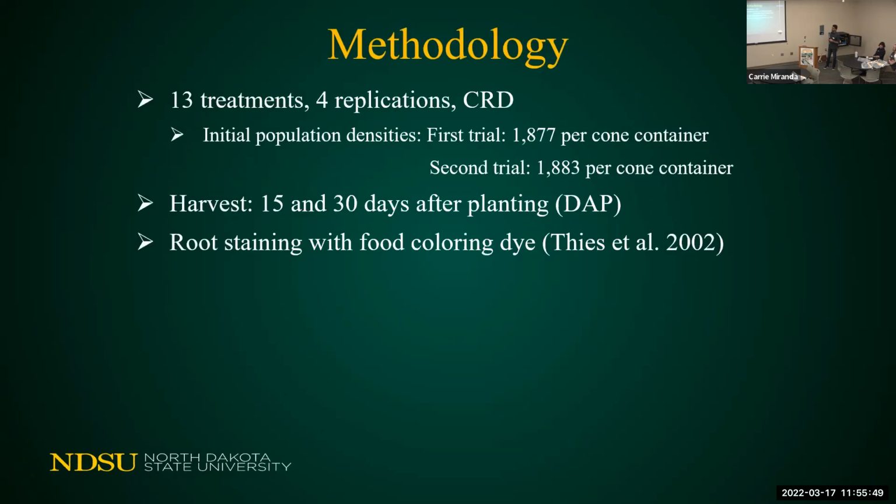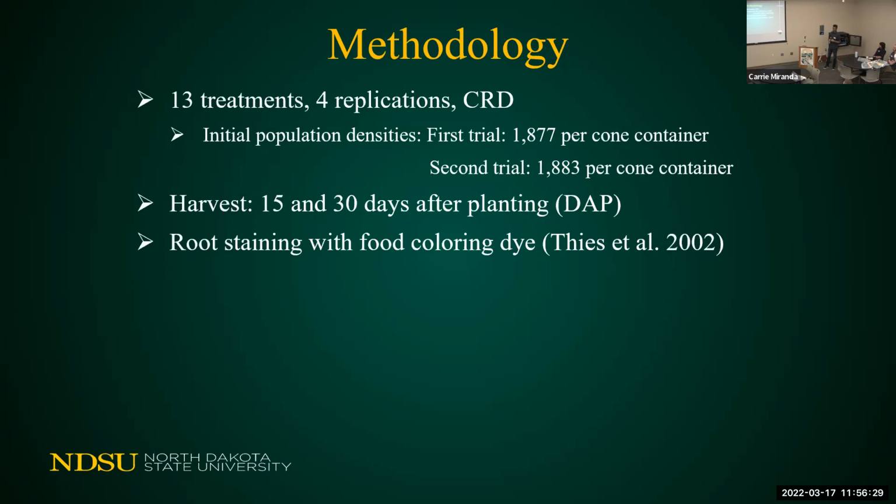First of all, we selected 10 cover crops along with 3 control treatments. The 3 controls were an SCN susceptible soybean cultivar, Barnes; unplanted infested soil, which is a fallow negative control; and corn, which is a common rotation crop in North Dakota. They had 4 replications and were arranged in a completely randomized design. They were planted in a growth chamber. We did 2 trials for this research, and both trials had almost 1900 SCN in one cone container.